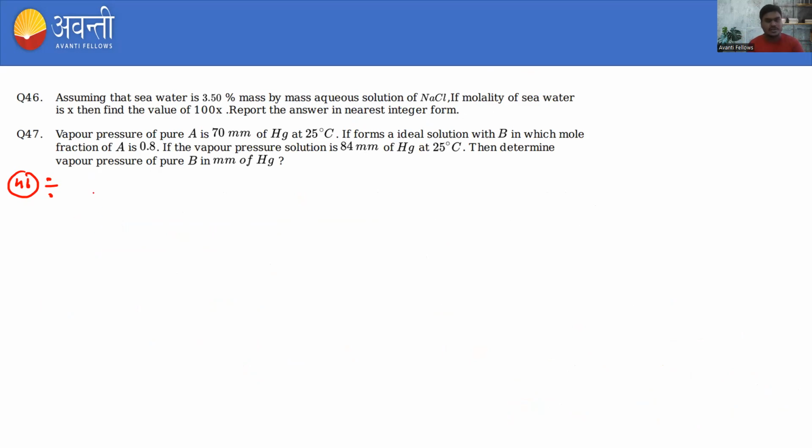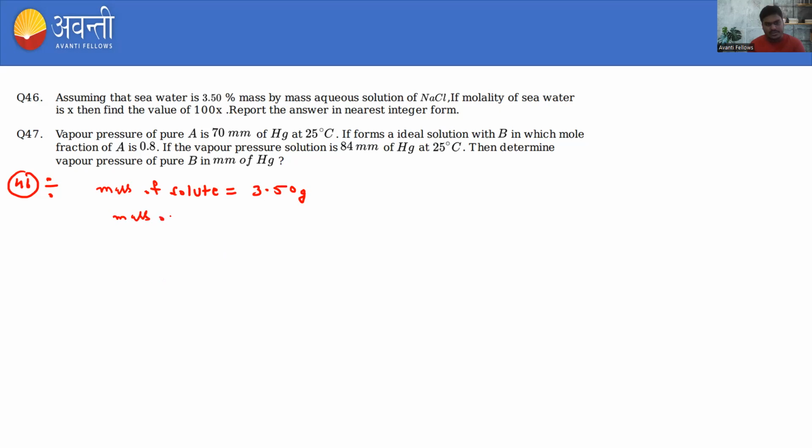So we know that the mass of the solute is given. So what is the mass of the solute? That is 3.5 per 100 gram of the solution, because percentage is given. So the mass of the solute is nothing but 3.50 gram. Okay, so this is the mass of the solute. This is given. Now, what is the mass of the solvent?